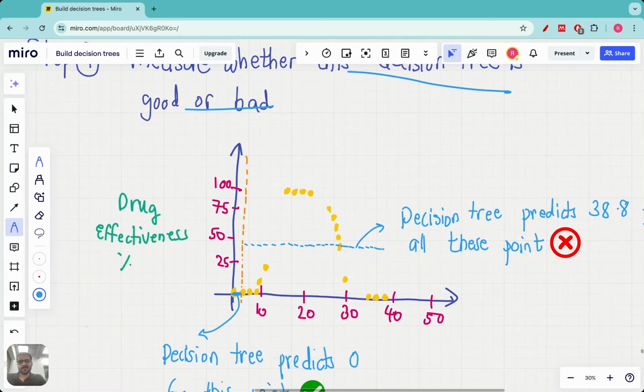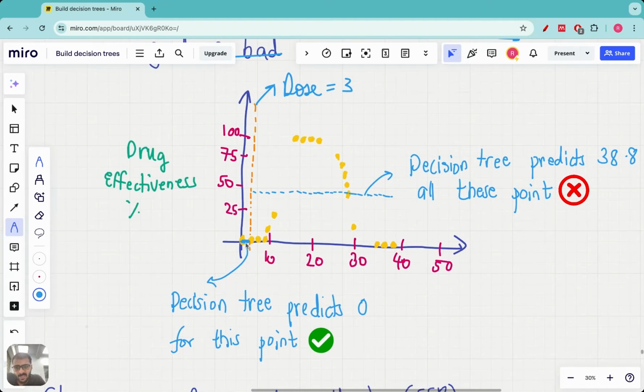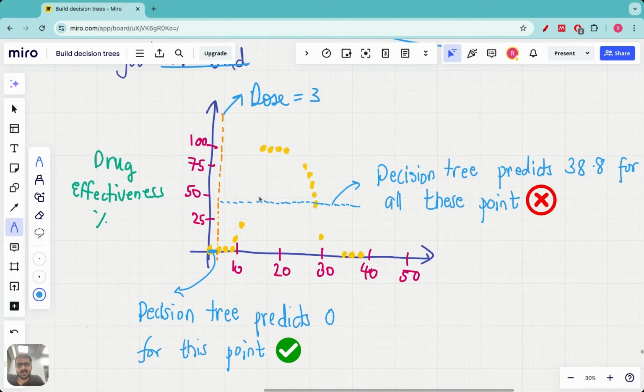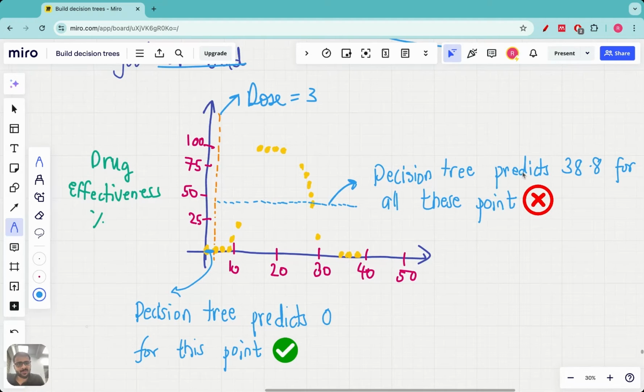So this is a visual representation of what we are essentially doing. This orange line here is dose equal to 3. So we are saying that if dose is less than 3, then the decision tree predicts 0 for this point. And if dose is greater than 3, then the decision tree predicts this, which is 38.8. For all of these points, the decision tree will predict 38.8.